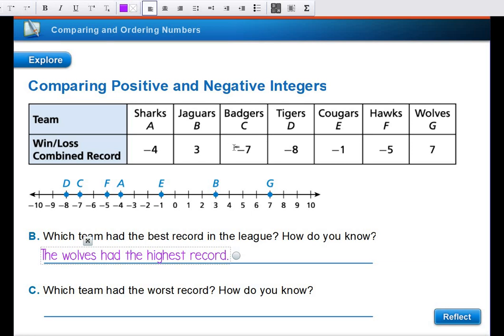So even though over here with the Badgers I have a 7 again, since it's negative, it's further to the left, meaning it's smaller. Same thing as with this -8. Even though this is an 8, since it's negative, it's further to the left on the number line than this 7. Oops, we're going to run out of space here.